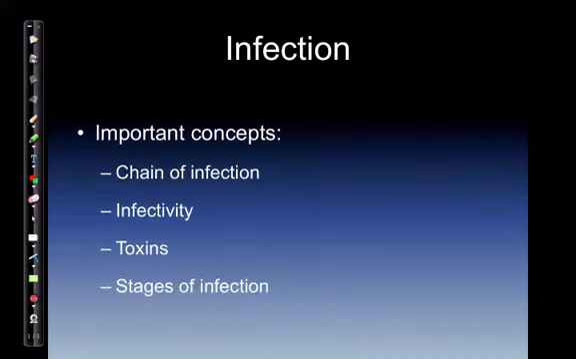Infection. Chain of infection is an important concept, a series of events that must occur between a source and a host before the infection occurs. Infectivity is a pathogen's ability to cause infection. Factors are how much of the infection you were exposed to, the virulence of the infection, and the host's resistance to the disease.